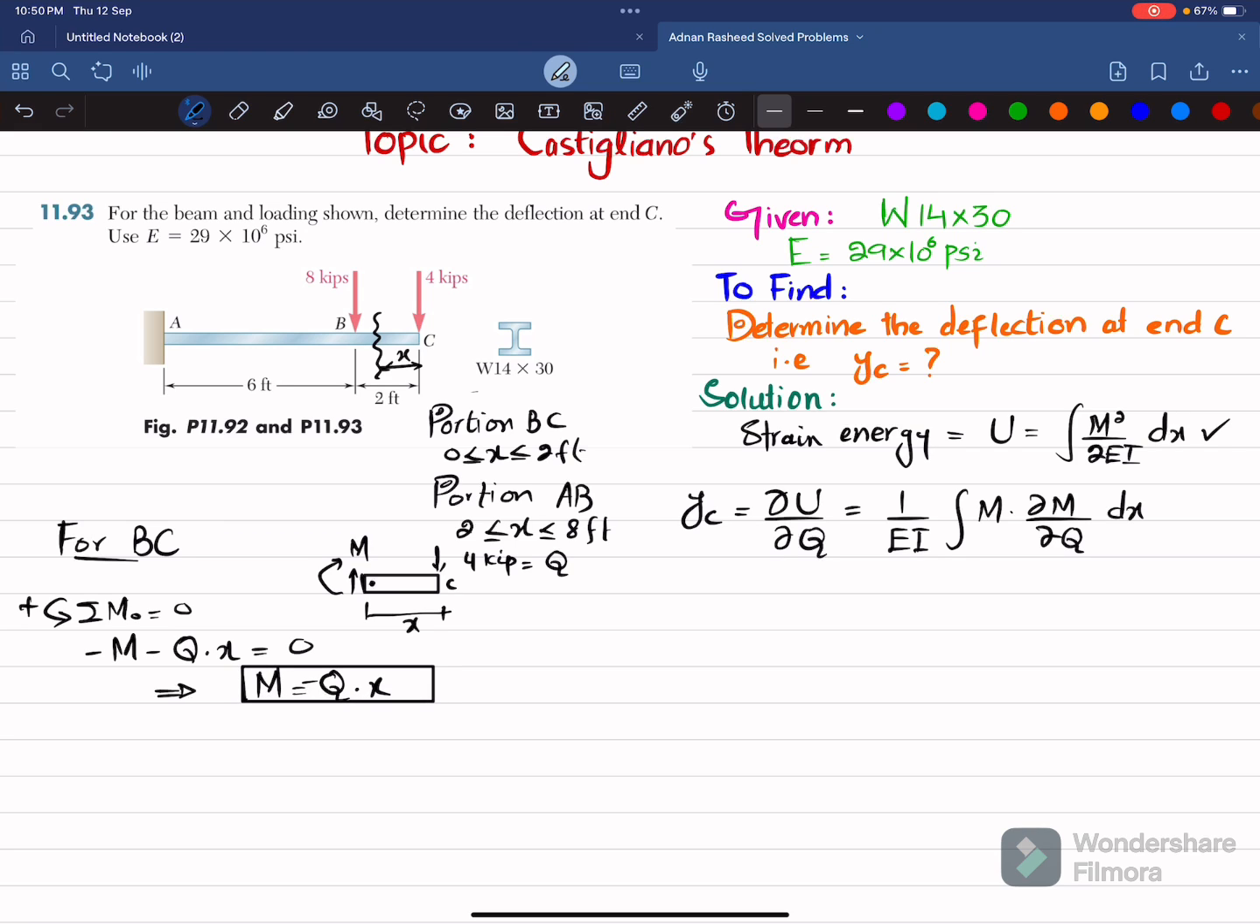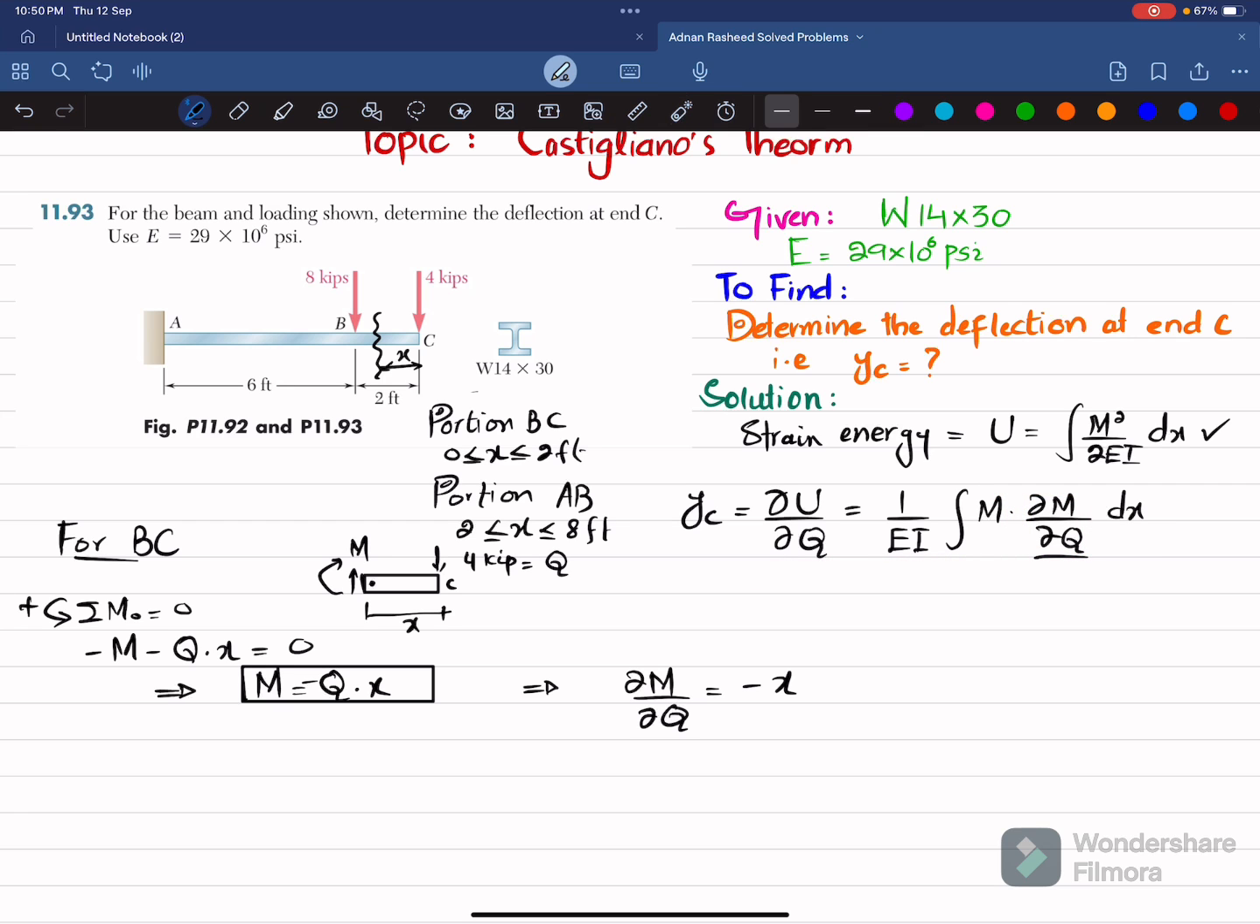Okay, now we have this moment. Here we also need another term, which implies that partial M over partial Q will be equal to minus x. So now you have this M as well as this term, so you can just put them into this.